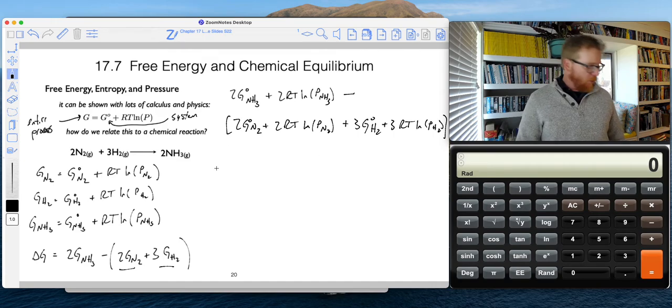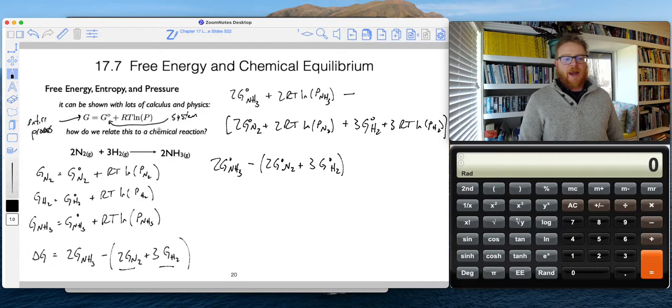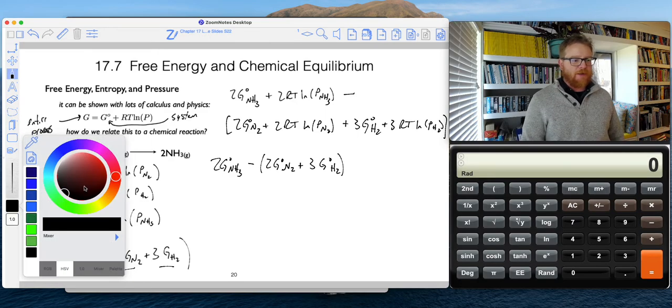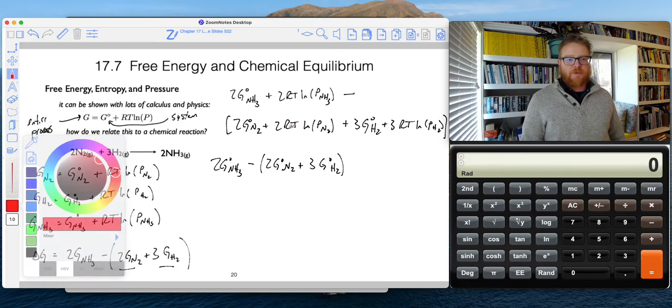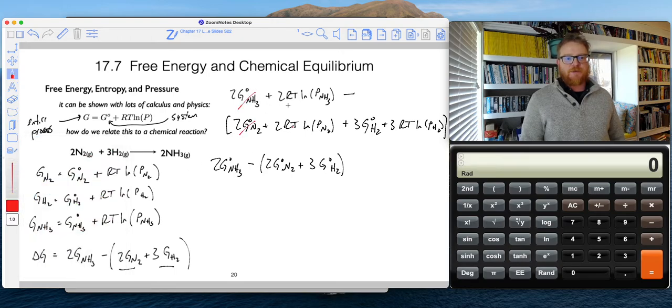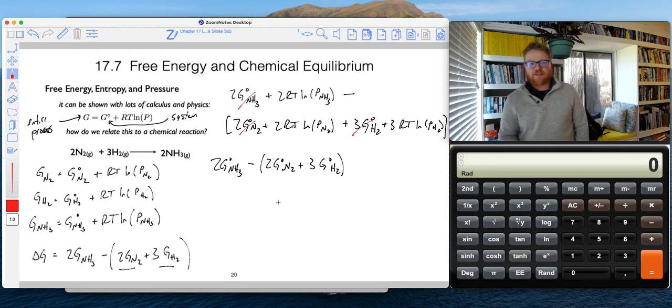And I'm going to write those as 2 standard G of NH3 minus 2 times standard G of N2 plus 3 times standard G of H2. So, and I'm going to cross things out as I use them here, just so I recognize that I took care of them. So I used this, I used this, and I used this, and I collected them all like so.